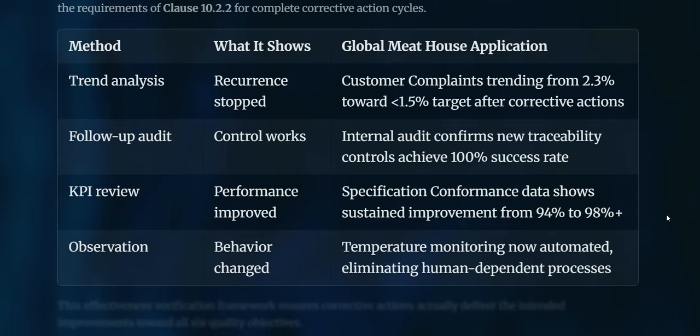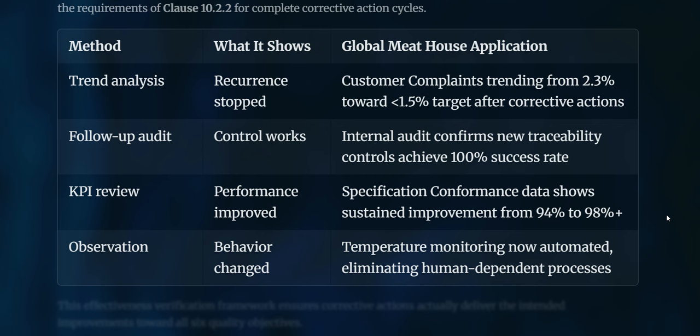The second method to measure the corrective actions is a follow-up audit. It shows that the controls are working. In our global meat house application, this means an internal audit confirms new traceability controls achieve a 100% success rate.